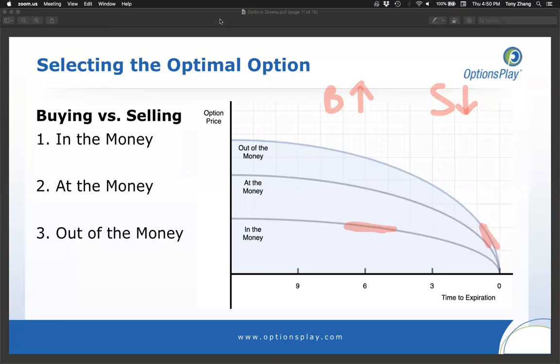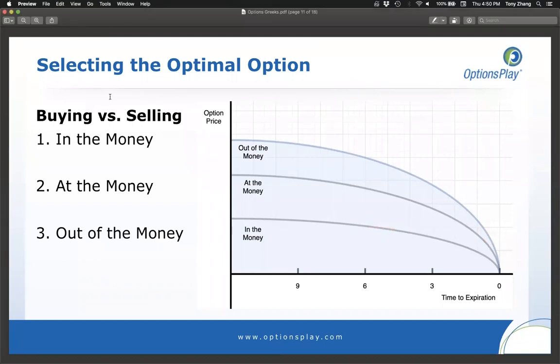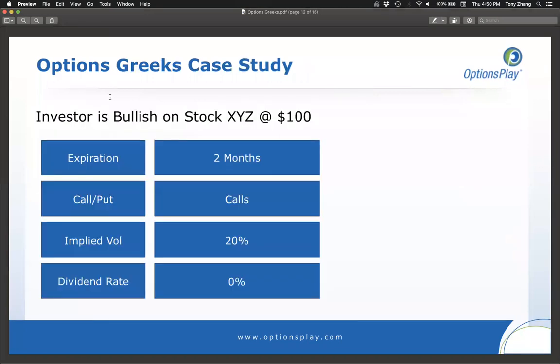So hopefully this chart helps illustrate to you why, when I'm teaching you in some of the other webinars, to select certain expiration dates and strike prices for buying and selling, it's really because of these particular reasons.